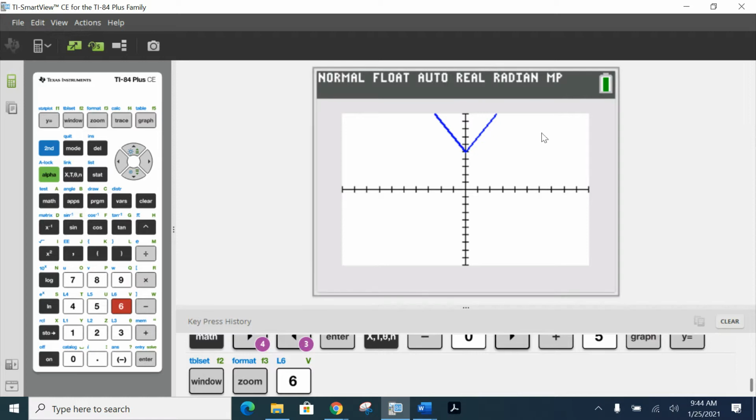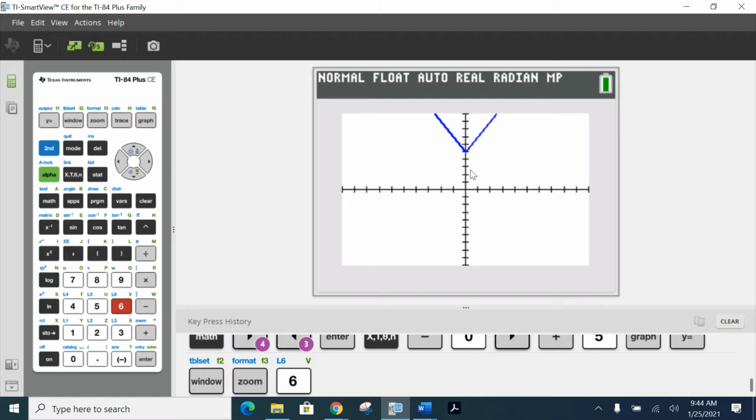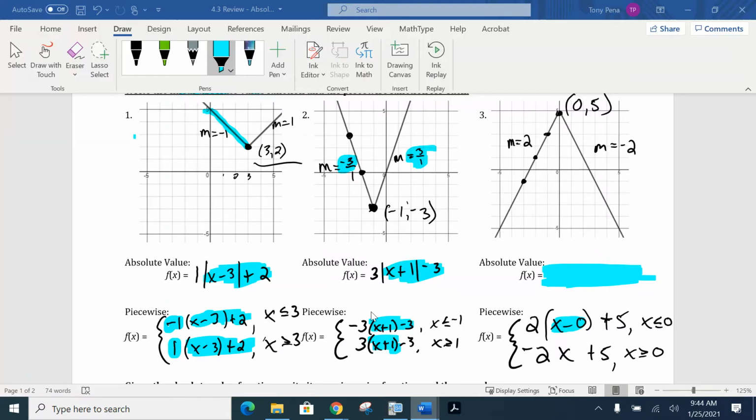All right, that's what that would look like, right? Is that what we're looking at on our paper? Nope. It's the same point, right? 1, 2, 3, 4, 5. So we're definitely still at the right spot. Here's 0, 5. But if I put this as my equation, a 2, and then that x minus a 0 plus a 5, we start at the right point because we still have the same vertex, but we now open downwards.